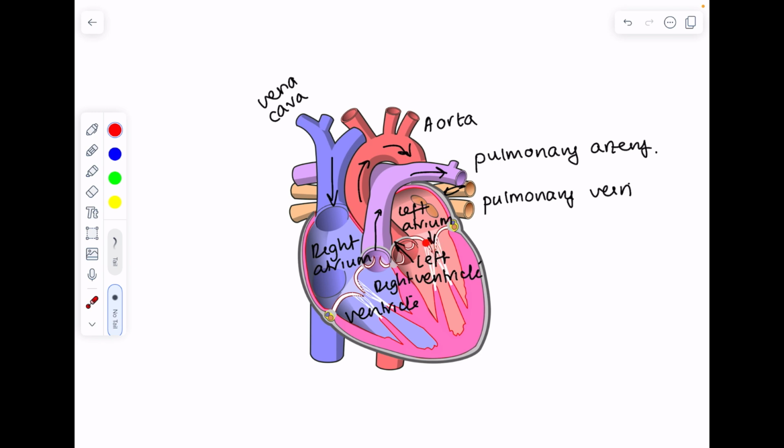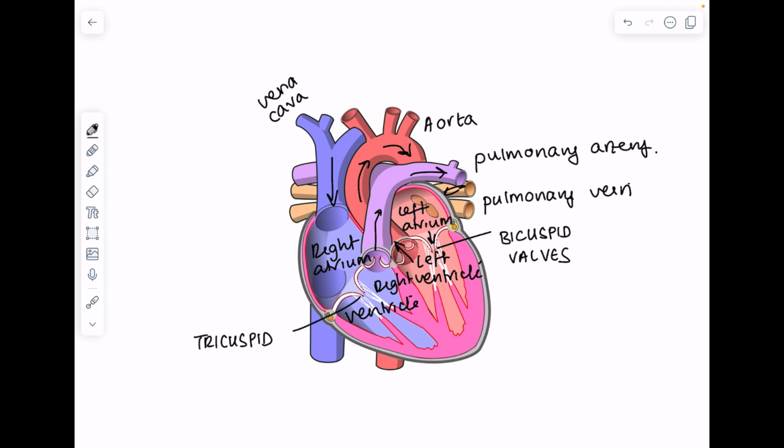We've got a variety of valves present, which help to ensure that blood flows in the correct direction. Over here, you have between the left atrium and the left ventricle, the left atrioventricular valves, otherwise known as the bicuspid valves. And then over here, you have the tricuspid or right atrioventricular valves, and they prevent backflow of blood into the atria. And then at the base of the arteries, so both the pulmonary arteries and the aorta, you have the semilunar valves, which prevent backflow of blood into the ventricles.